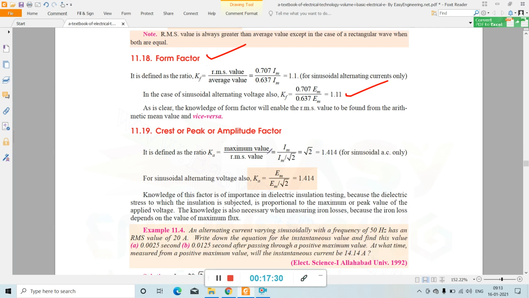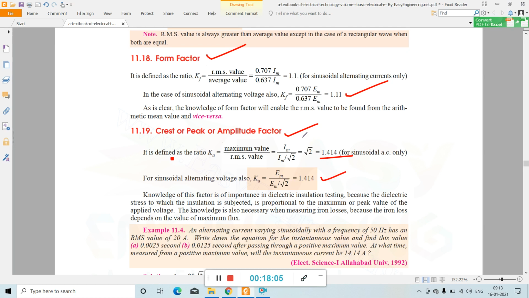Then the crest or peak or amplitude factor. It is defined as the ratio of maximum value to RMS value. So maximum value is Im, RMS value is Im by root 2. The final answer is root 2, that is 1.414. So amplitude factor is 1.414 for AC only. Similarly, for sinusoidal alternating voltage, amplitude factor Ka is equal to Em by (Em by root 2), that is equal to 1.414. This is your amplitude factor or crest factor or peak factor.